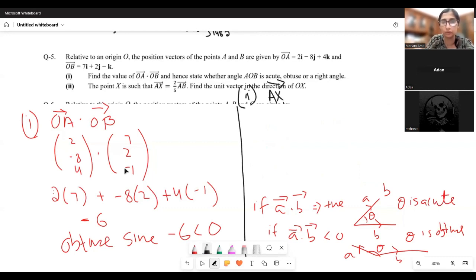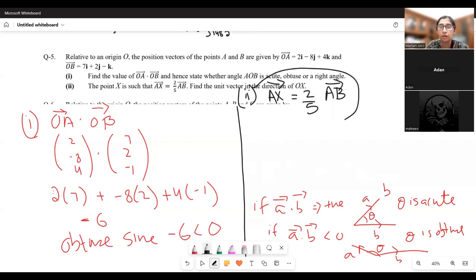So AX equals 2 by 5 AB. अब आपको कहा है कि आप find करके बताएं OX. So we don't see OX here in the question, I mean in this equation. However, you can get OX from here. AX can be broken into OX minus OA. We're going to do that.